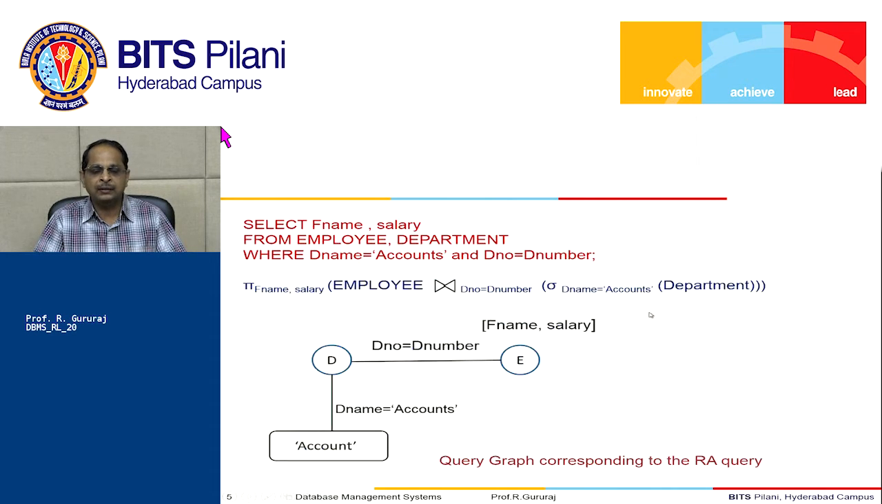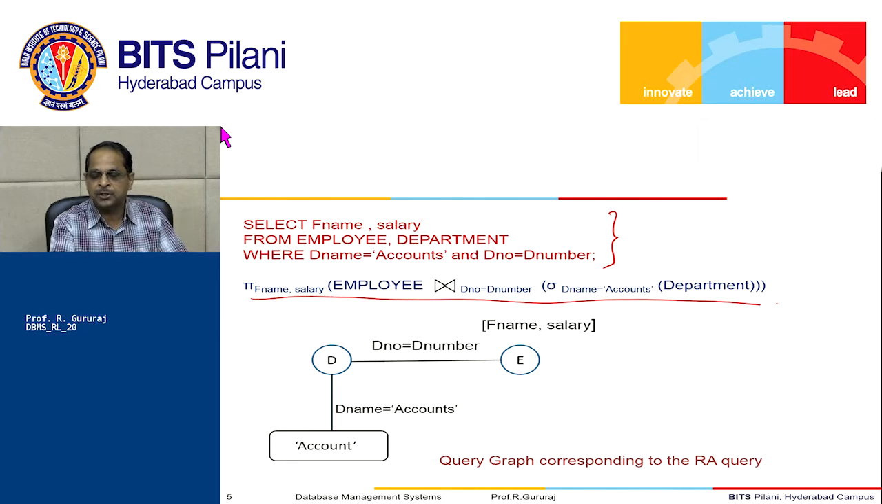Let us have a look at the query graph for the given relational algebraic expression. I have taken the same expression. Select F name, salary from employee, department, where D name is equal to accounts and DNO is equal to D number. This is the corresponding relational algebraic expression, the same as what we have seen in the case of the query tree. Now, I said that each relation is represented as a relation node. D is one relation node and E is another relation node.